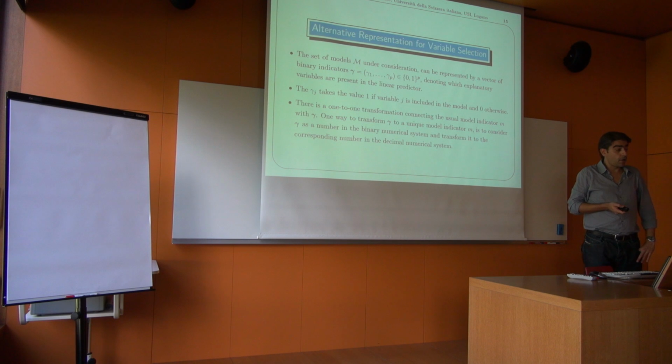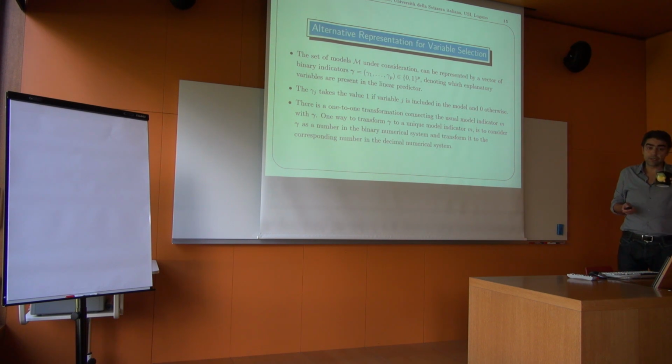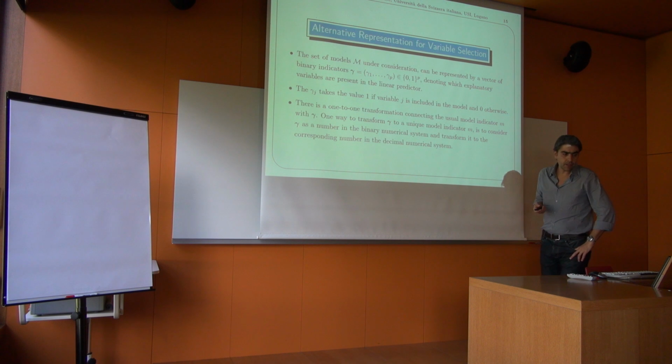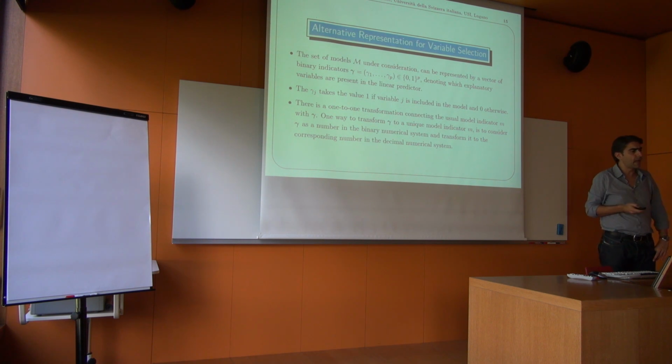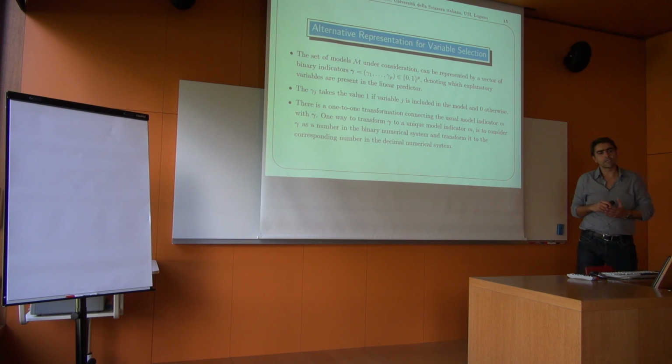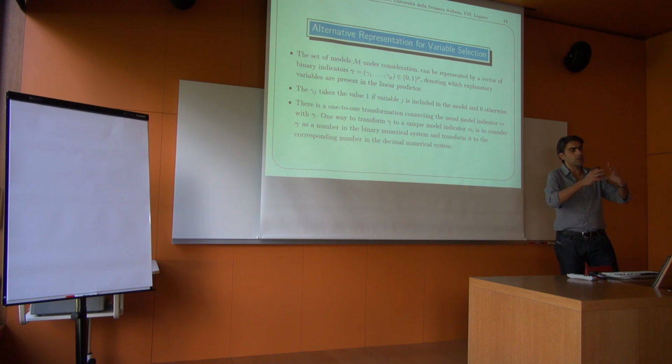This slide gives you an alternative representation when you do variable selection. And this is nice because it can simplify the problem a bit. So, you can represent all the competing models by a binary indicator vector, gamma, with values 0s and 1s. So, for example, gamma j here will take the value 1 if variable j is included in the model and 0 otherwise. Okay? So, for example, the null model without explanatory variables is the model that has all zeros.